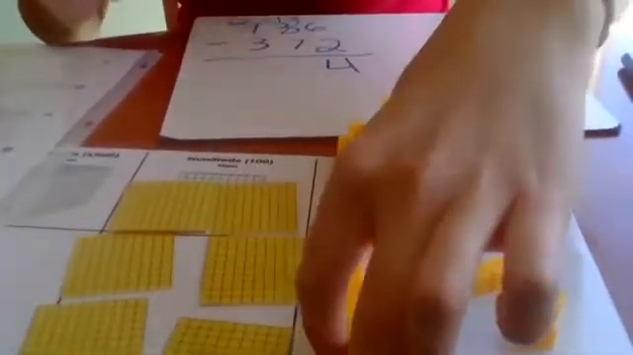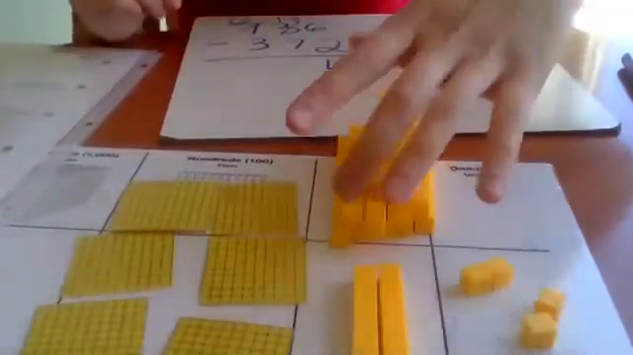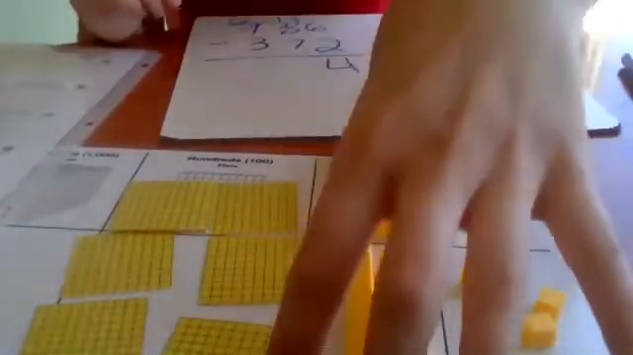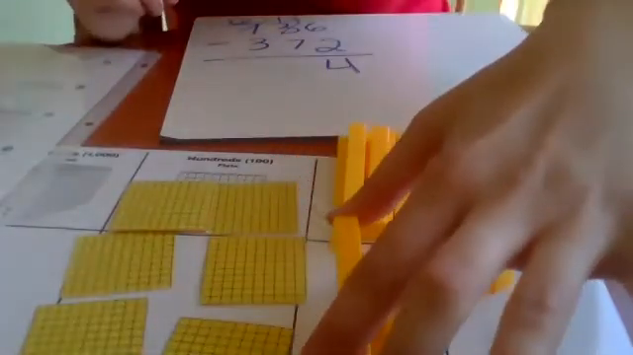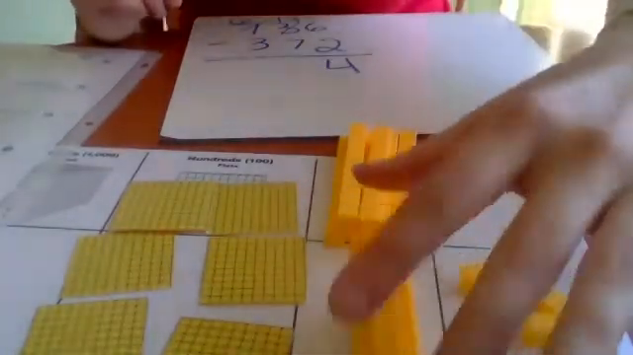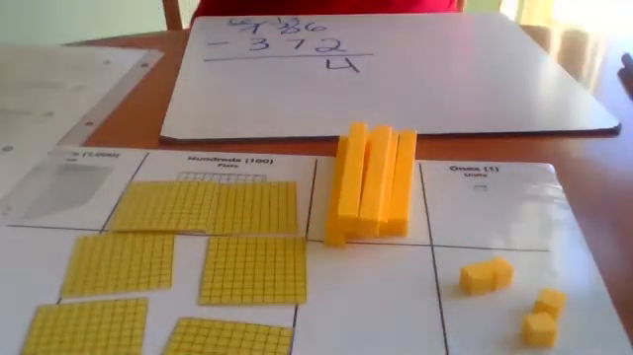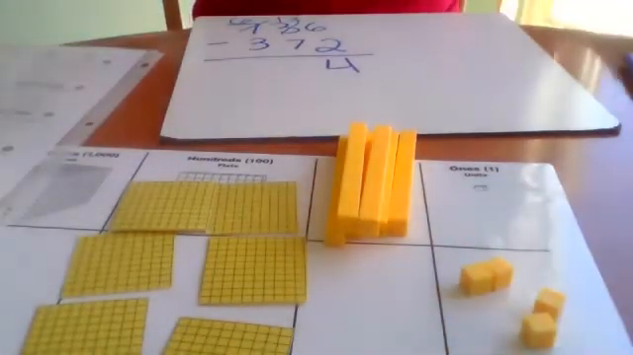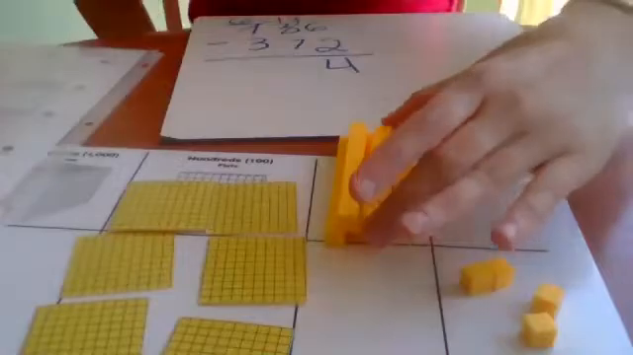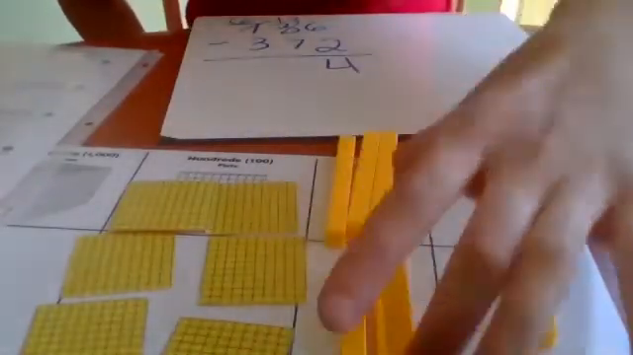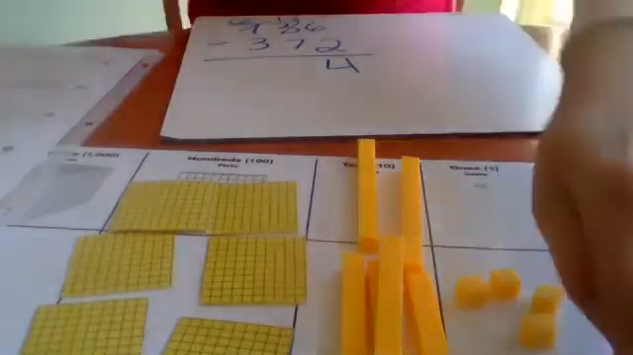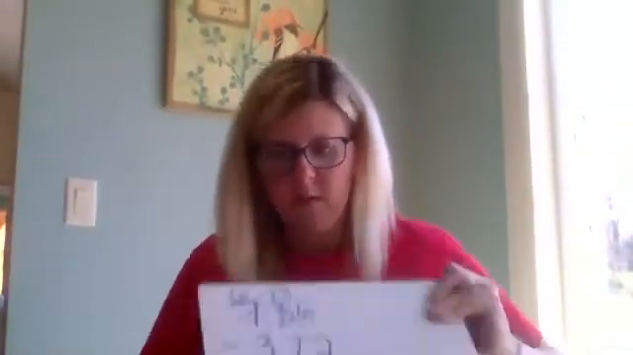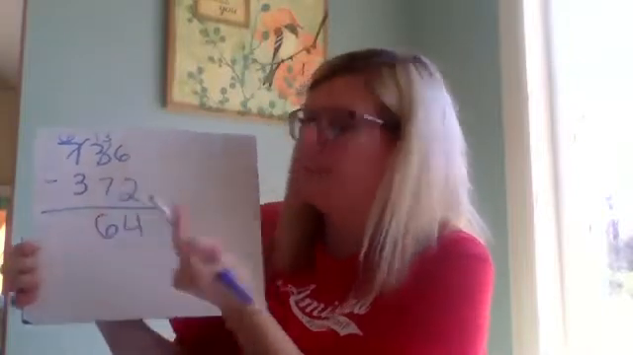1, 2, which is also the same thing as 10, 20, 3, 4, 5, 6, 7. These are going to go back in my bag. And I'm going to say, how many do I have left? 1, 2, 3, 4, 5, 6. I have 6 tens left. So it's like I have 60 left. So I'm going to write my 6 right here.